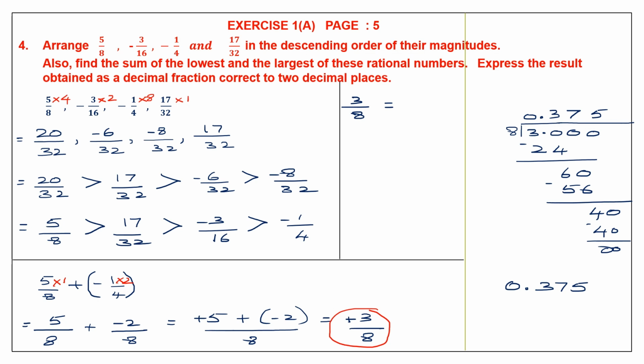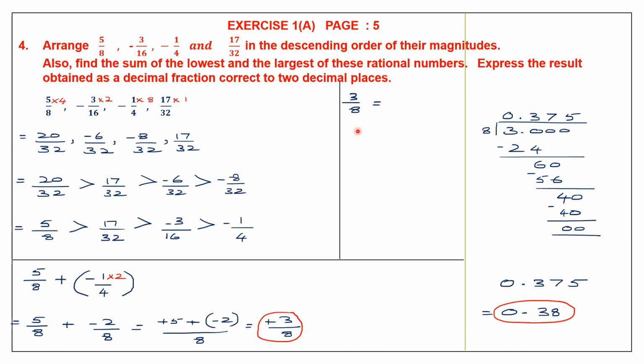0.375. Now we have to round it off to only 2 decimal places. So when we do that, we have to look at the third place. If it's 5 or more than 5, this will change. That means this is going to become 0.38. So this is our answer, 0.38. So 3 by 8, this is the result that we got here, isn't it? Now this expressed as a decimal fraction correct to 2 decimal places will be 0.38. The answer that we got. So we have expressed this also as a decimal fraction correct to 2 decimal places.